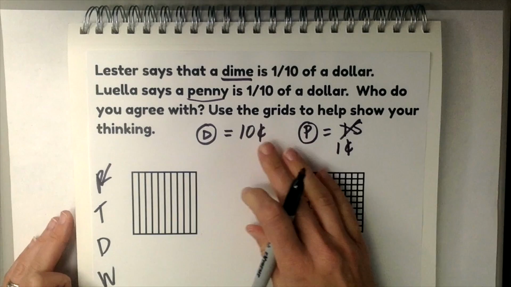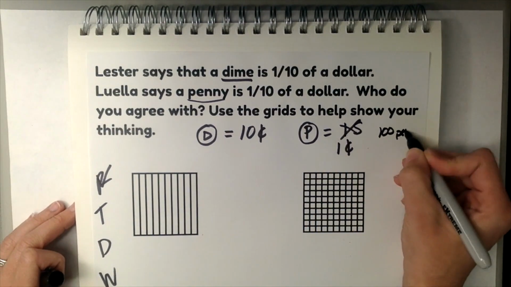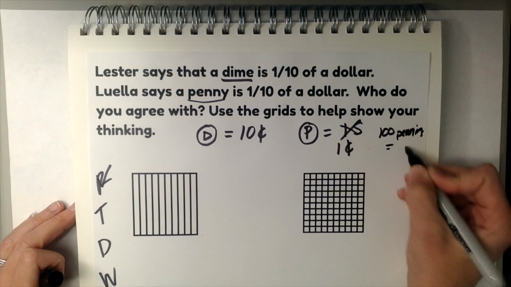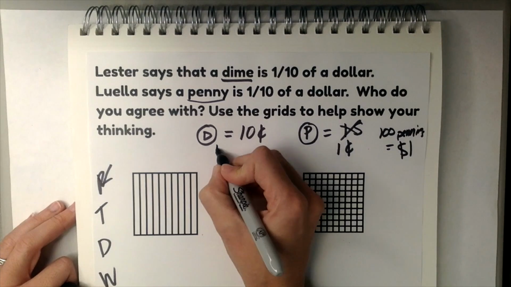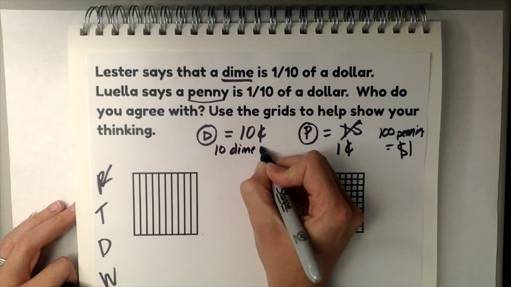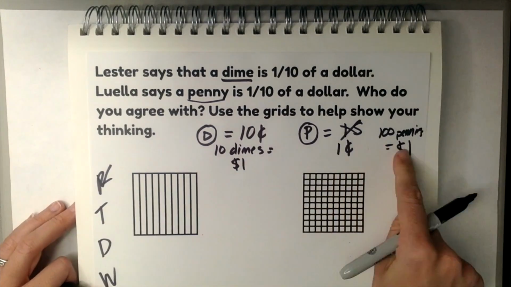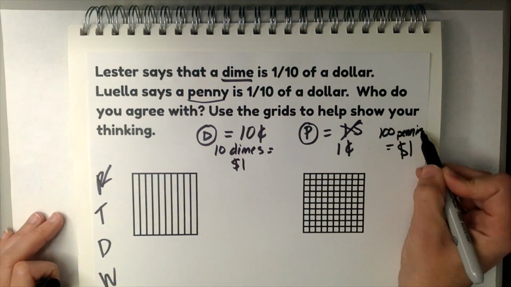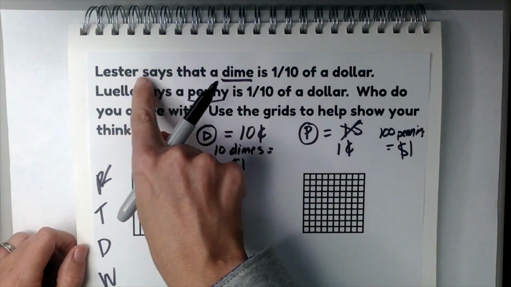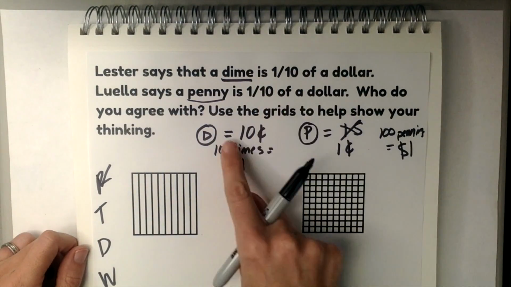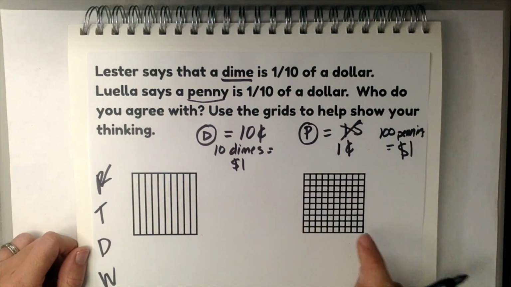So I know that it takes 100 pennies to equal $1. And I know that it takes 10 dimes to equal $1. Okay, so that's quite a bit. We need way more pennies to get to $1 than we do dimes. So Lester says that a dime is 1/10 of $1, and Luella says that a penny is 1/10 of $1. Who do we agree with?